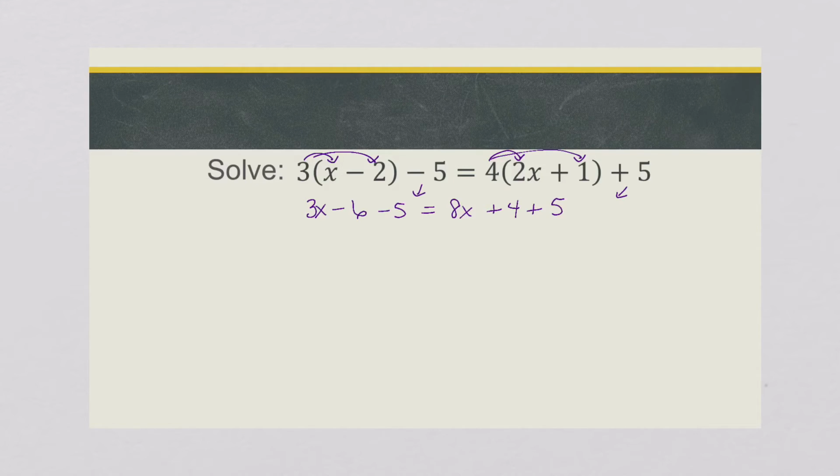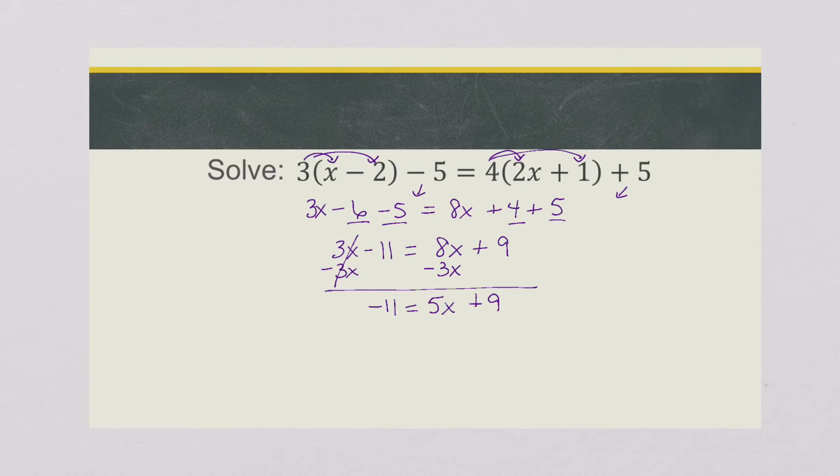Now I'm going to combine my like terms on both sides of the equal sign. So I've got 3x, negative 6 minus 5 is negative 11. 8x, I don't have anything to combine that with. 4 plus 5 is 9. Again, I will grab my smaller variable term and move it to my larger. It's just out of habit. That goes away. I'm left with negative 11 on the left. 8x minus 3x is 5x.